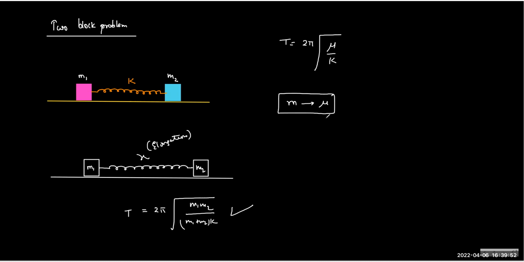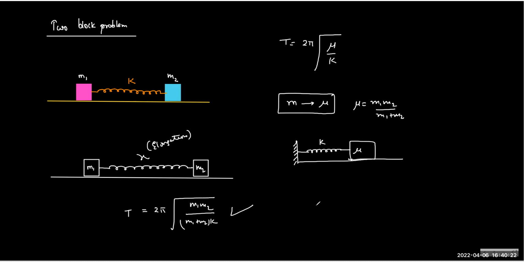So whenever we have a two mass problem, what we do is we replace the mass by the reduced mass. It is as good as thinking we have a wall, we have a spring, and attached to it a block of mass mu. And what is mu here? Product of the masses upon the summation, right? If you remember the reduced mass concept.